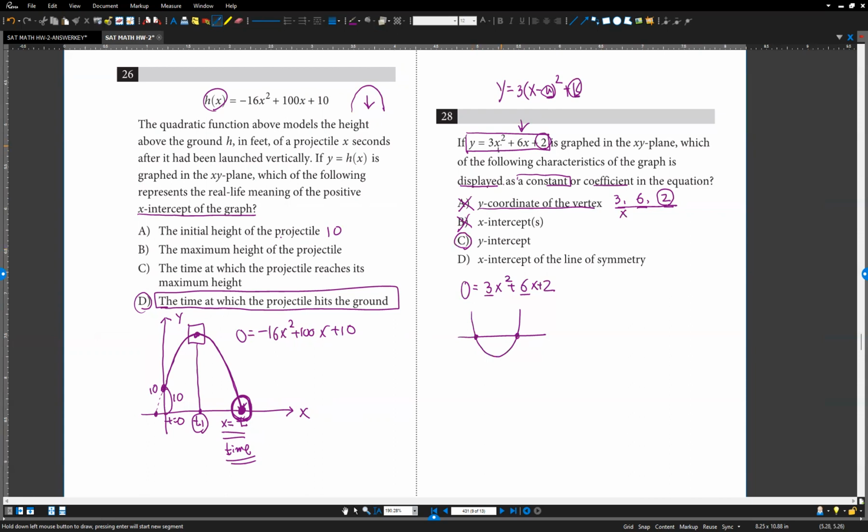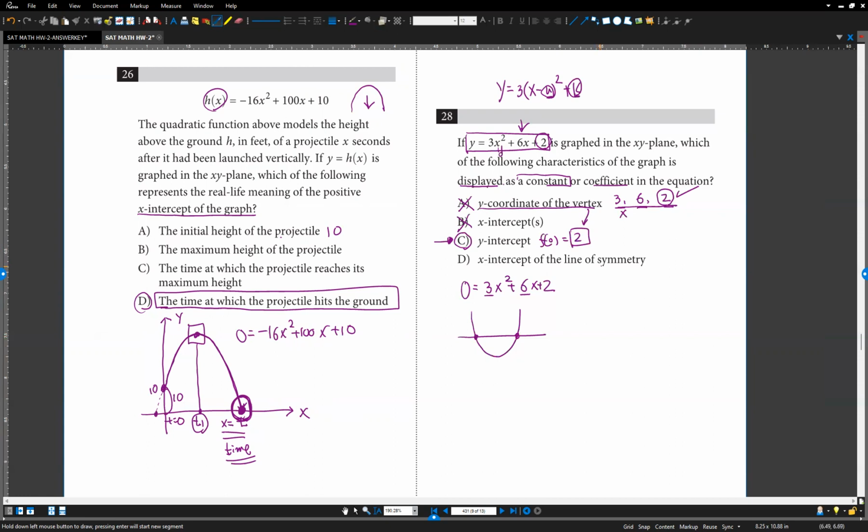Y-intercept is when x equals 0, y equals 2. This is the y-intercept. We can see the number 2, which is the y-intercept, up here. That's right. That's the answer. We can see it visually in the form, okay?